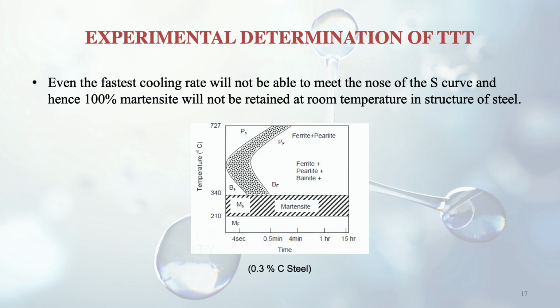So in figure B which I showed you earlier, the neck was touching the temperature axis. So here you can see one more thing, that even if we give the fastest cooling rate, it will not be able to meet the nose of the S curve. The nose and this line representing fastest cooling, suppose that is a vertical line, it will just be tangent to the nose, it will not cut it anywhere. Hence 100% martensite will not be retained at room temperature in this structure of the steel.